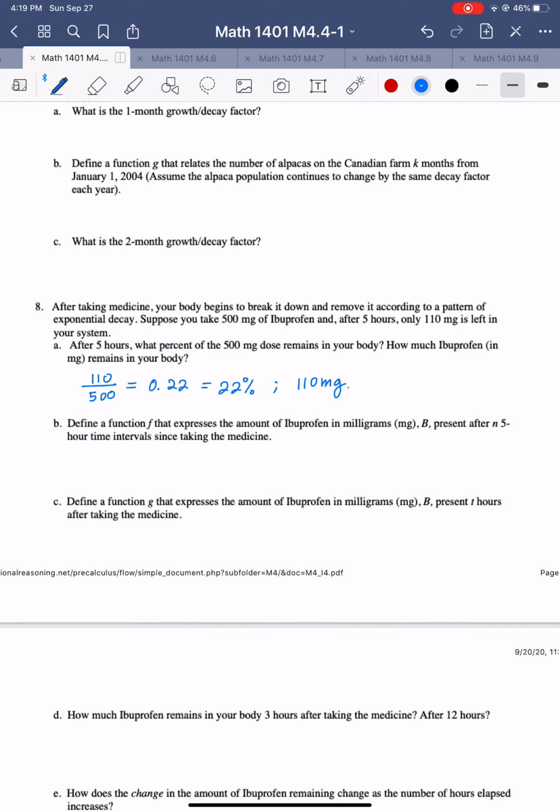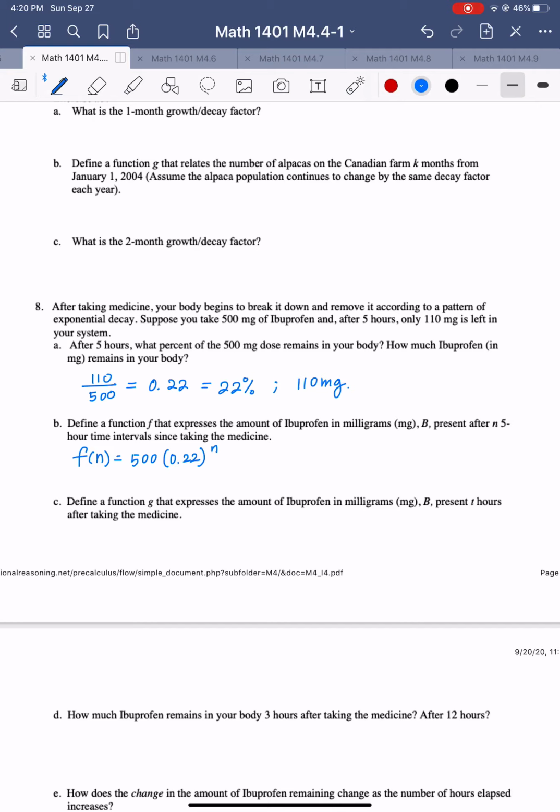And B, define a function f to express the amount of ibuprofen in milligrams present after n 5-hour time intervals since taking the medication. Okay, so the function is f of n, which starts from 500, but the remaining weight is 0.22 to the n, where n is every 5 hours.